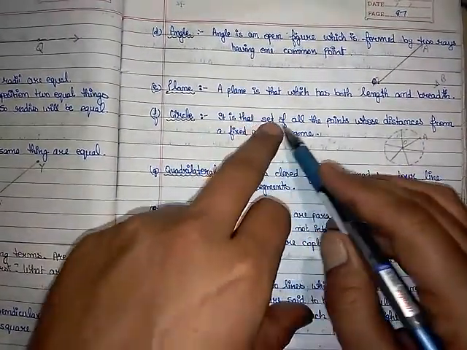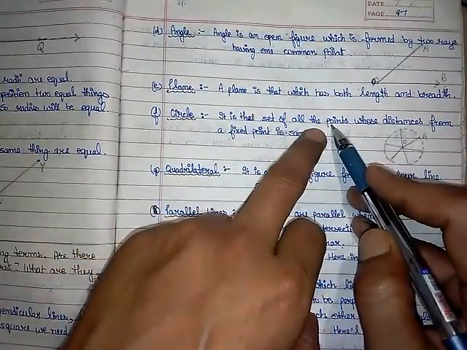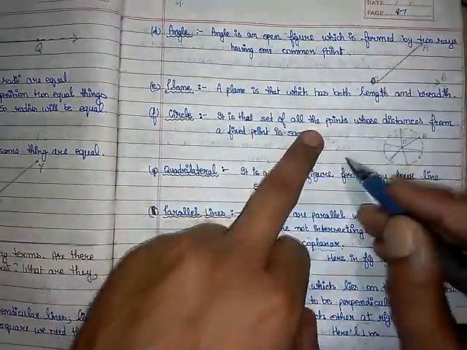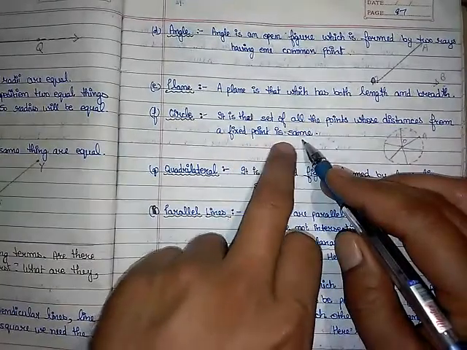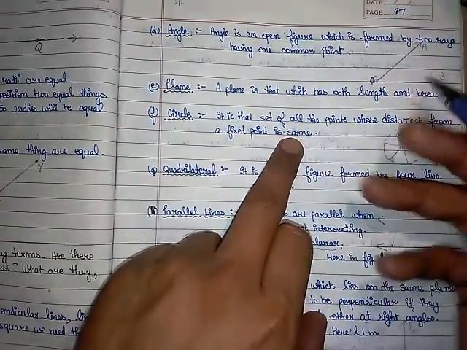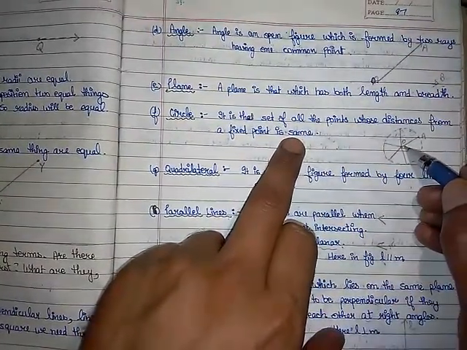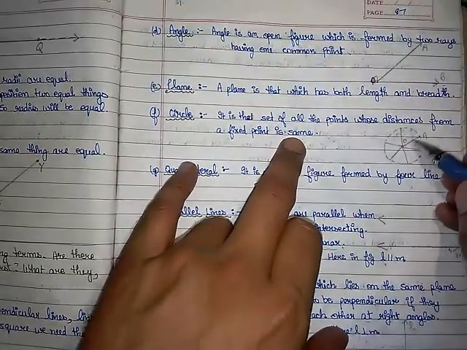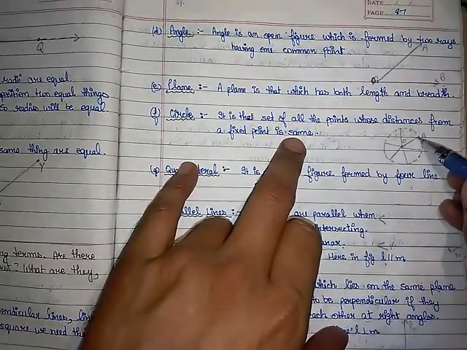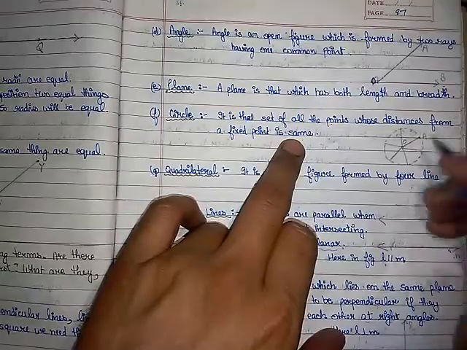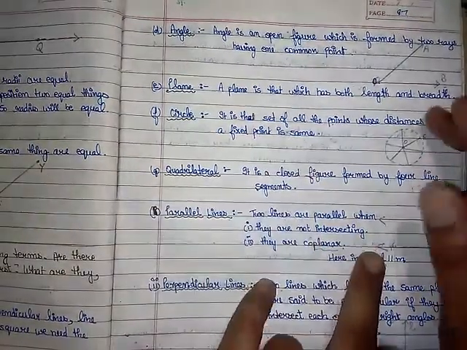It is the set of all the points whose distances from a fixed point are the same. What is that fixed point? Center is the fixed point. Clear? And what do you call that equal distance? That equal distance will be called the radius, right?